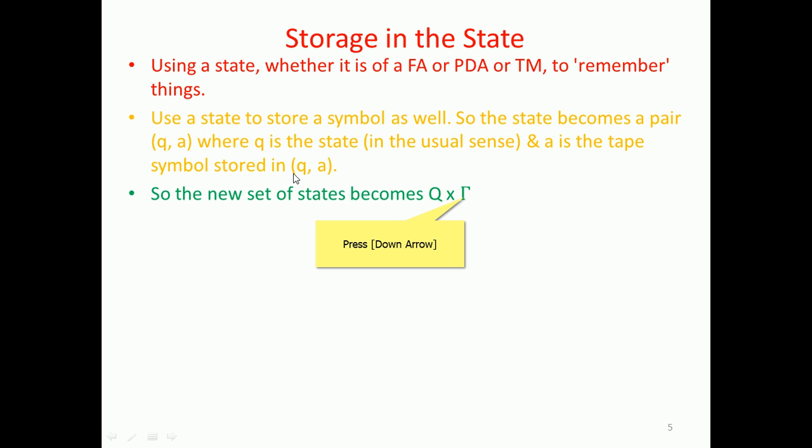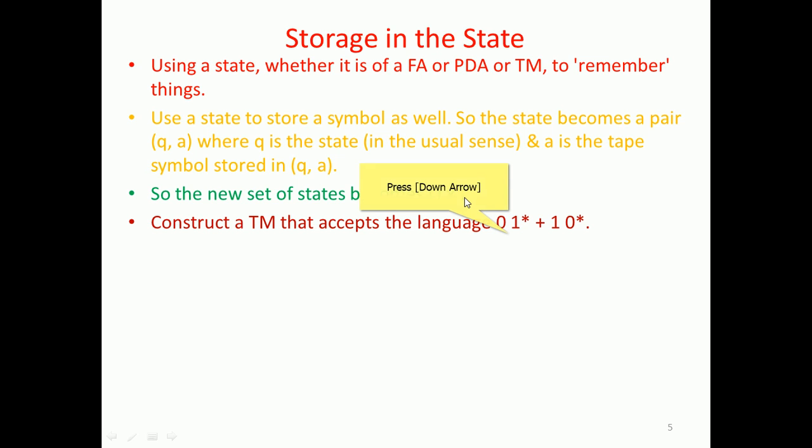So the new set of states becomes Q Cartesian product with gamma, that is the tape symbols, which is one of the tuple elements we discussed in the previous session. Q is the finite set of states which participate in the given diagram, and the Cartesian product with gamma includes the input symbols along with the blank. So those become the vocabulary for that.